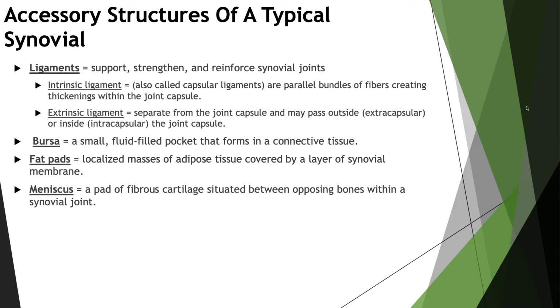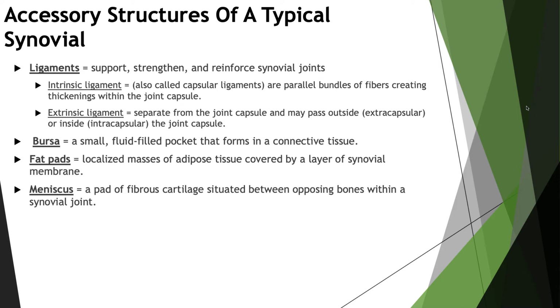You have a fat pad, which is a localized mass of adipose tissue covered by a layer of synovial membrane. These are commonly superficial to the joint capsule. Fat pads protect the articular cartilage and act as packing material for the joint. When the bones move, the fat pad fills the space in the joint cavity and helps to change shape.